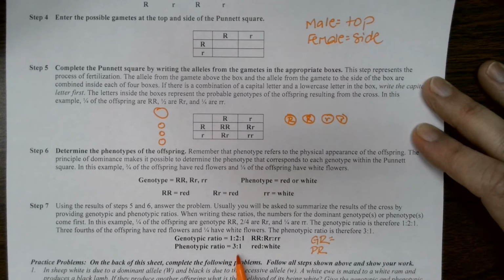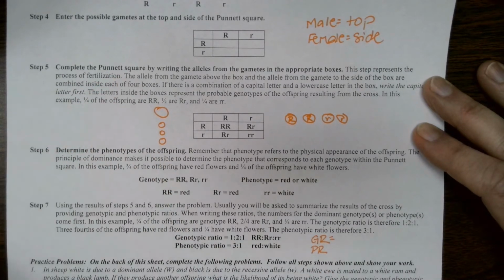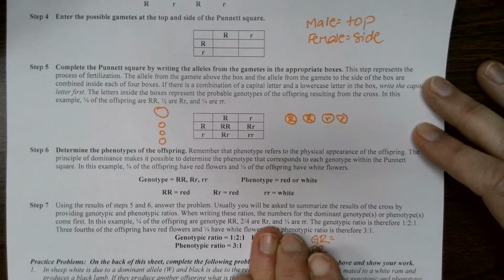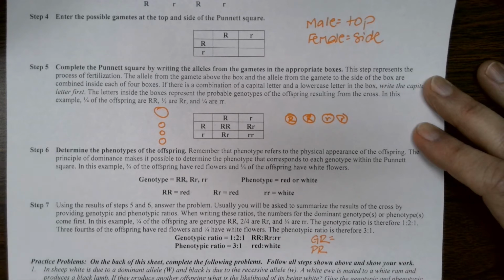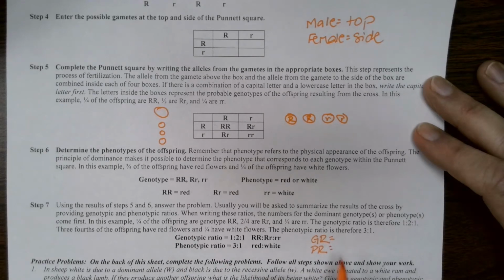If you write just numbers though, okay, let me just cover that up. Oops, pen rolled over there. If I just have 1 to 2 to 1 or 3 to 1, those ratios are meaningless without the genotypes or phenotypes with them, respectively. So if you just wrote those numbers, they're meaningless as well. It's going to automatically be wrong if you do not give me the combination.